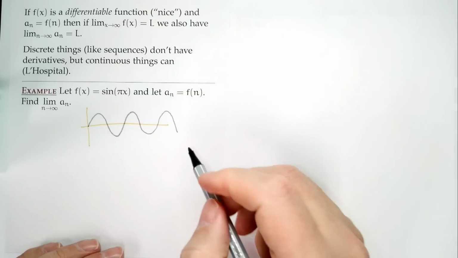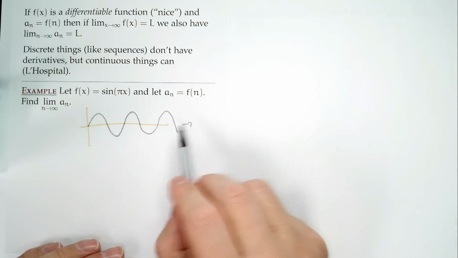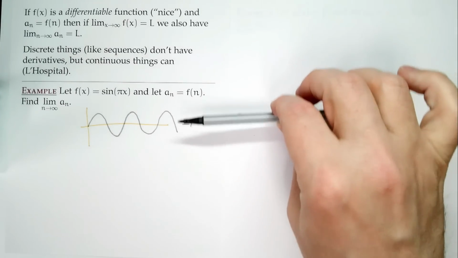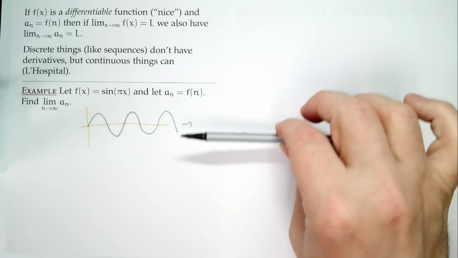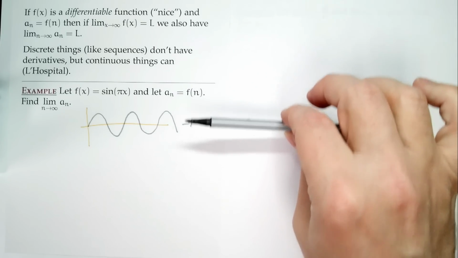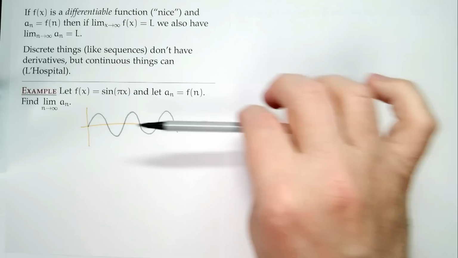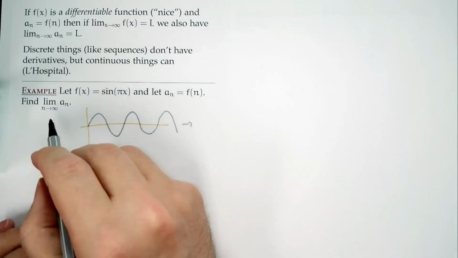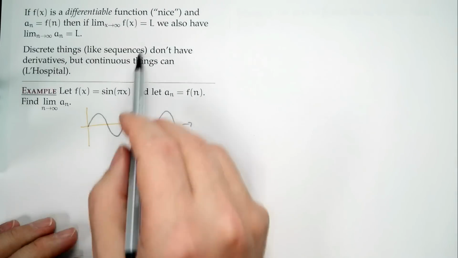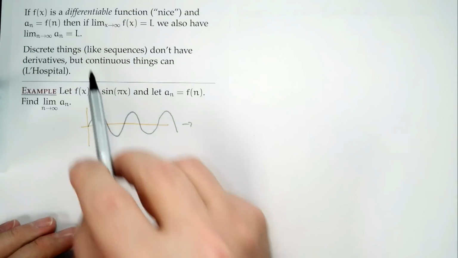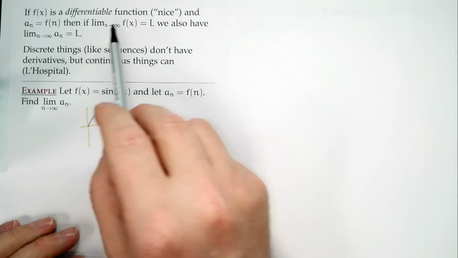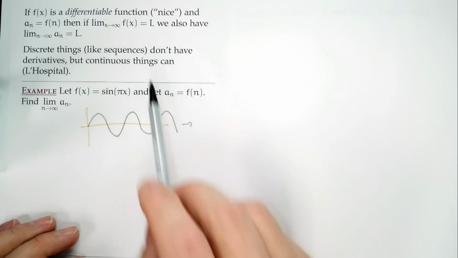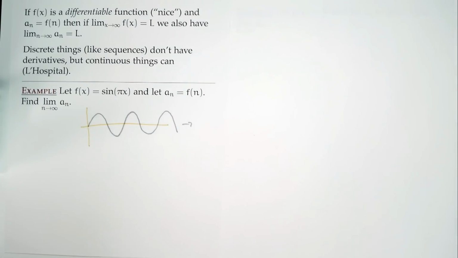Now, if we ask ourselves the question, as we head off in this direction towards infinity, what is the function doing? Well, the answer is it's always going up and down and up and down. So the function itself doesn't approach a value. So what about this limit? Does that mean the limit doesn't exist? Well, now we have to be careful because it's a discrete thing going on here. Discrete is different. See, this says if a limit exists for the continuous case, the discrete case has to match it. But if the limit doesn't exist, all bets are off.